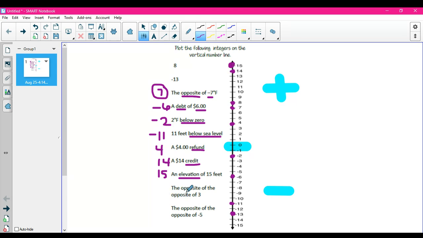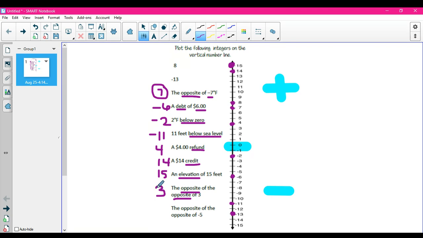This one's tricky, so you have to read it really carefully. The opposite of the opposite of 3. So if we figure out the opposite of 3, we have to figure out the opposite of that. So the opposite of 3 is negative 3. And then the opposite of negative 3 is a positive 3. So when you see two opposites, we actually end up with the same number again.